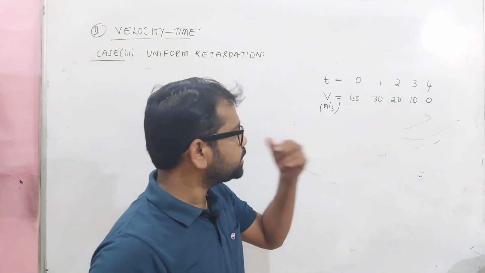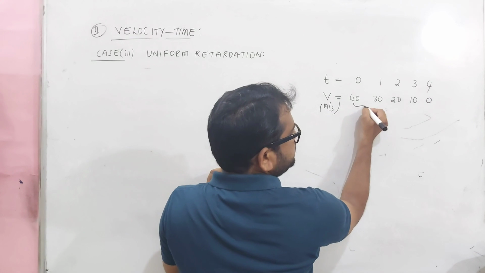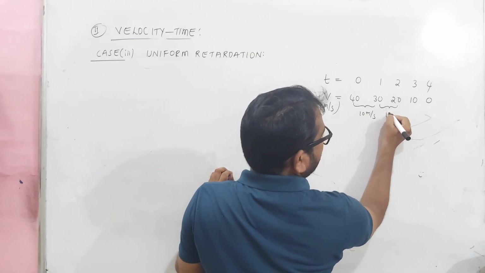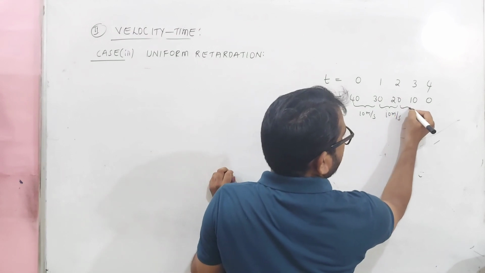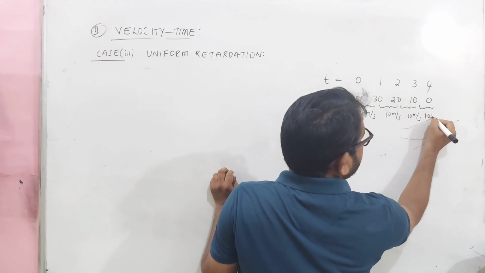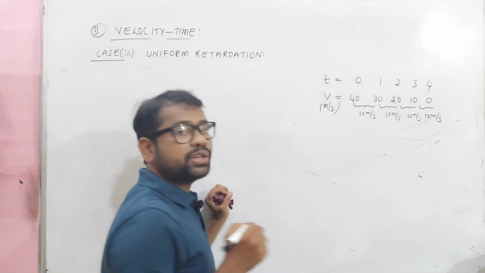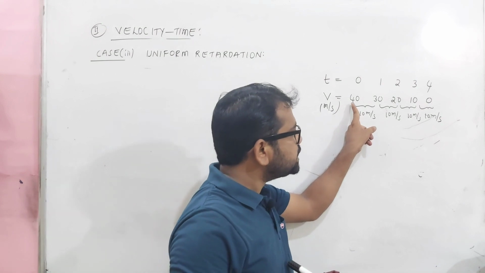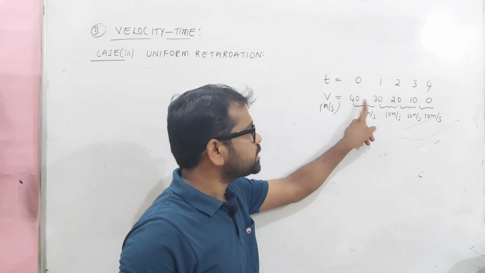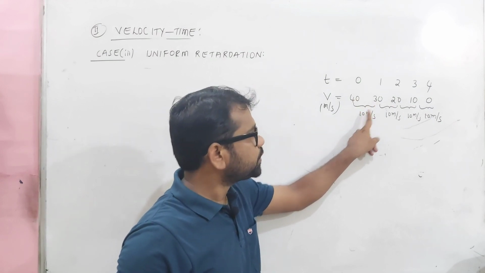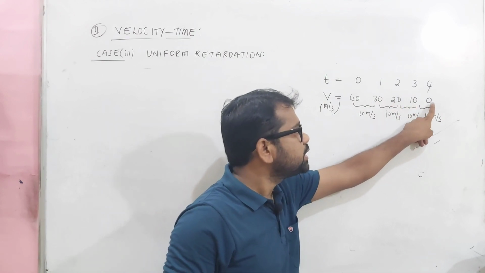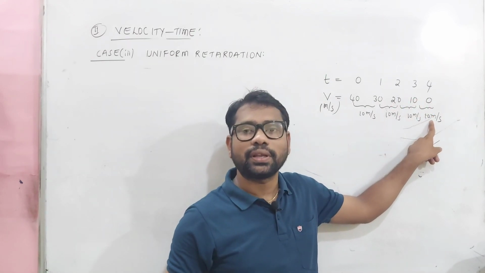Then in this case, if you observe, dear children, 40 to 30 is 10 meter per second only. 30 to 20, 10 meter per second only. 20 to 10, 10 meter per second only. And here also the change is 10 meter per second only. But here, what is happening? The velocity keeps on decreasing. Final velocity minus initial velocity: 30 minus 40, we get minus 10. 20 minus 30, minus 10. 10 minus 20, minus 10. 0 minus 10, minus 10 only.